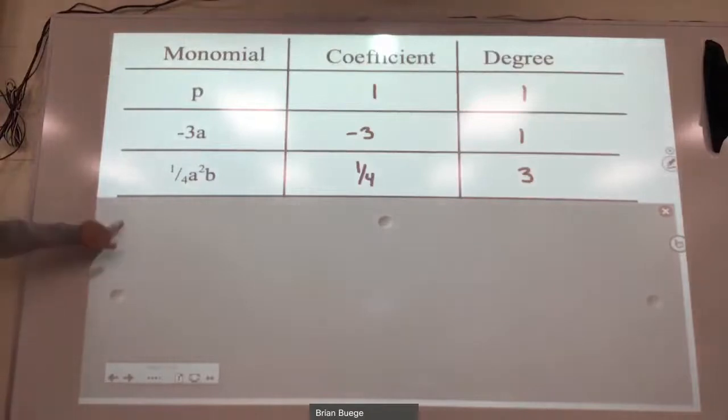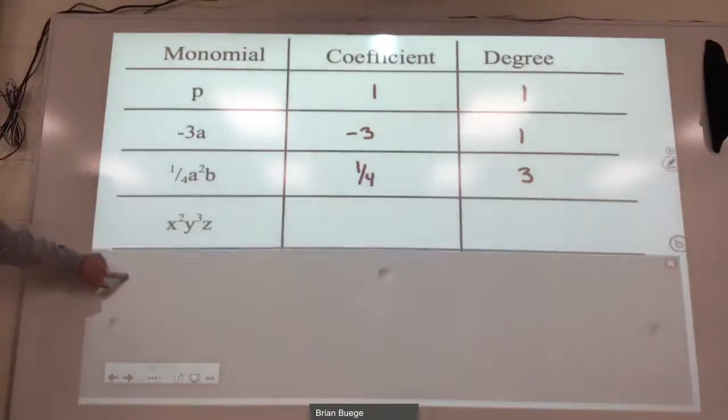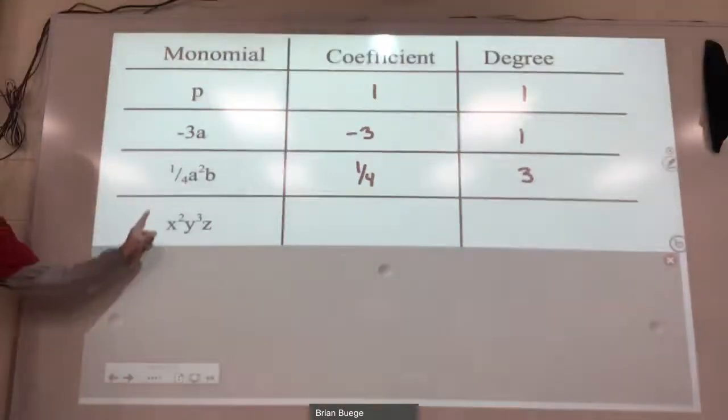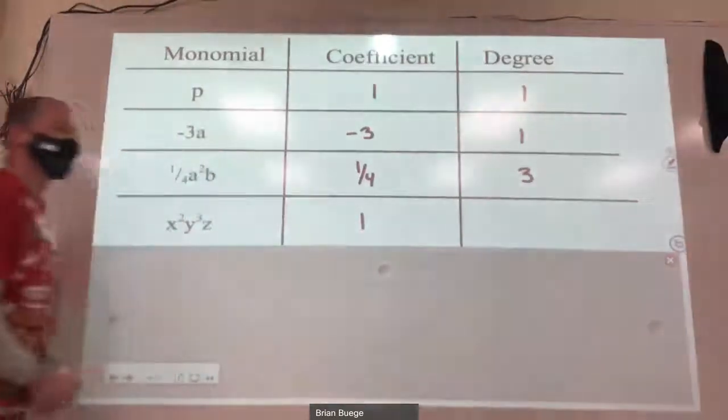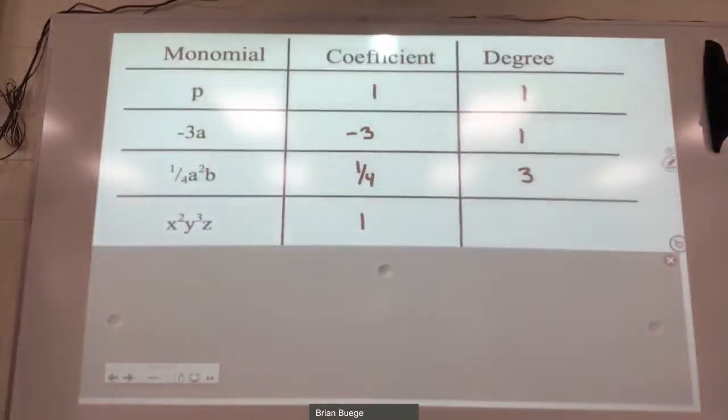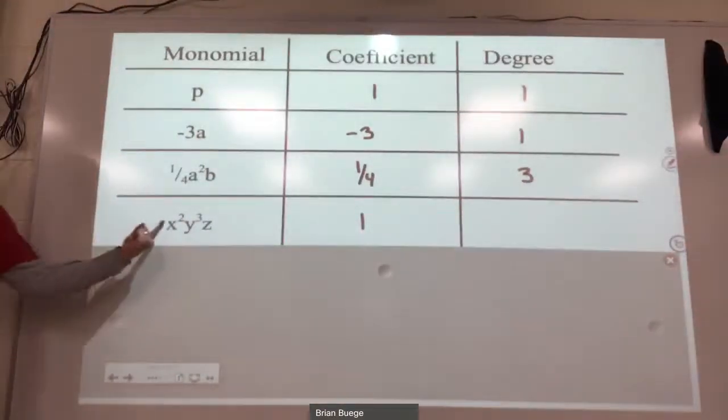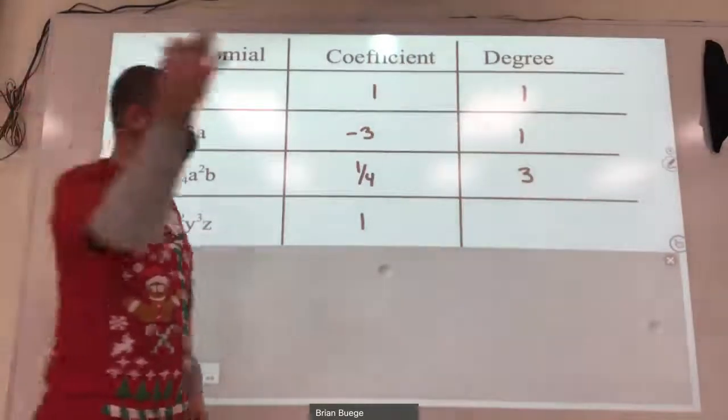Okay. Let me give you one more. Actually, we'll give you 2 more because I want to talk about that one too. What's the coefficient of that? 1. There's a 1 sitting out front again. Yep. And what's the degree on this one? 6. Good. 2 x's, 3 y's, and 1 z. Total of 6.